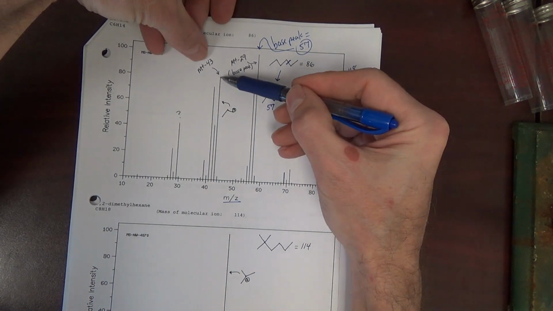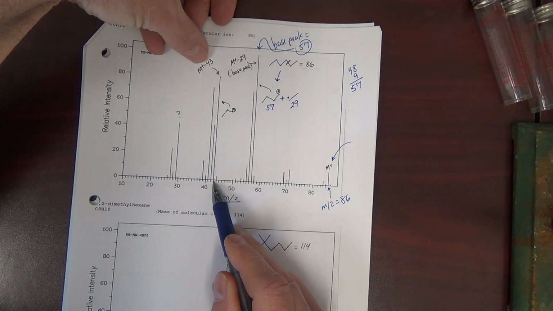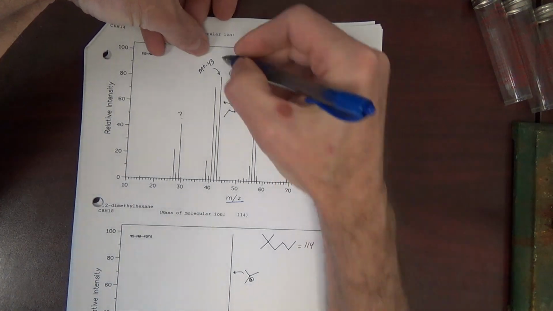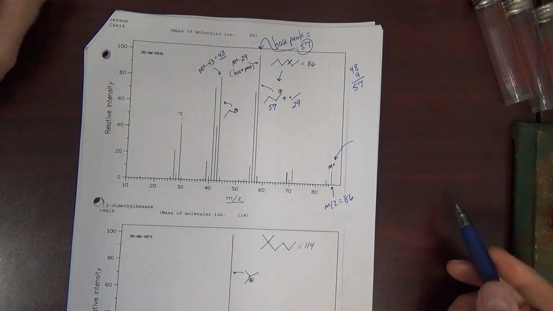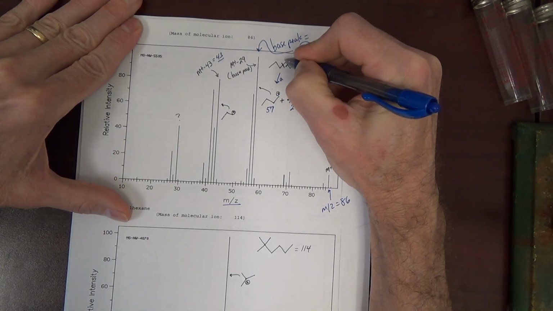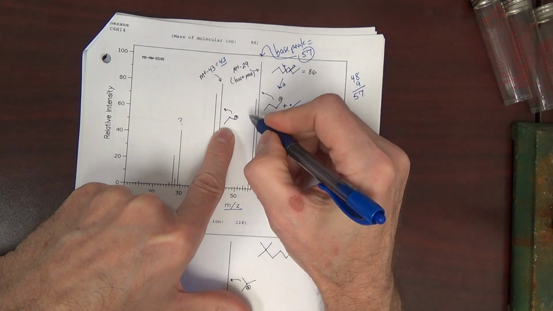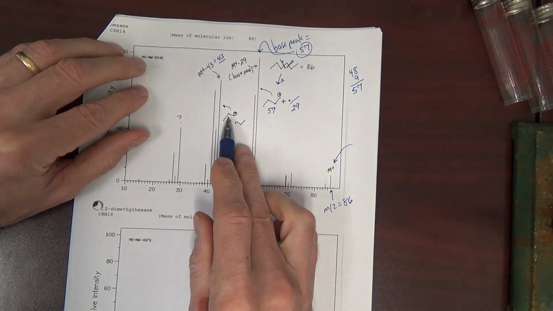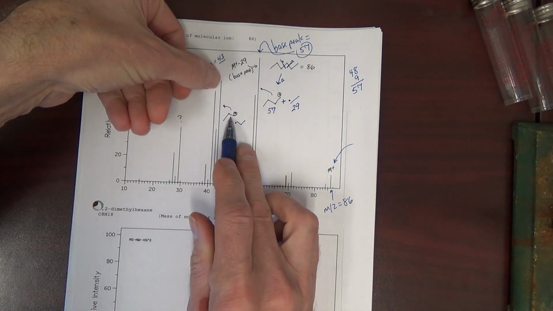Now, let's look at this peak here. This peak is at 43. All right. 43 means that this lost 43. So I'm calling this M minus 43 equals 43. That peak is 43. What could 43 be? Well, what if we cleaved instead here? Call this A. Let's call this B. If we cleave there, we would produce this cation plus that radical. That's 43. This is 43. But only that 43 is going to show up, and indeed it did.